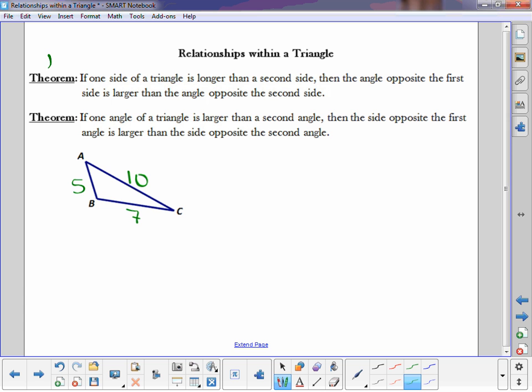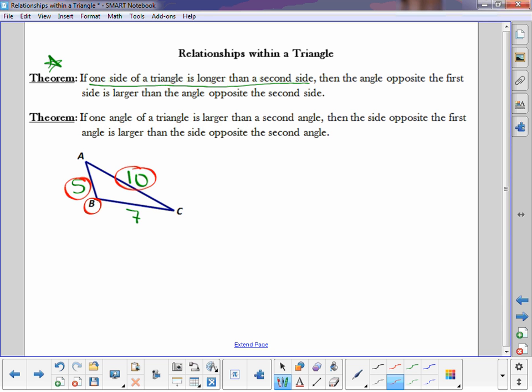Alright, so I'm going to start off with this theorem here. If one side of a triangle is longer than a second side. So let's focus on just two of these sides. Let's go with side 5 and 10. Do you agree that one of them is longer than the other one? Yes. Good. Then the angle opposite the first side is larger than the angle opposite the second side. So if I look, 10 is my bigger side. What is the angle opposite of 10? B. But that means that B is going to be my larger angle. 10 is the larger side, angle opposite will be the larger angle.